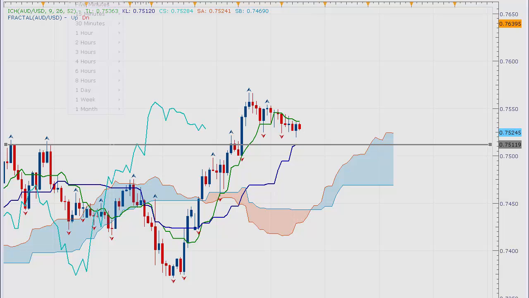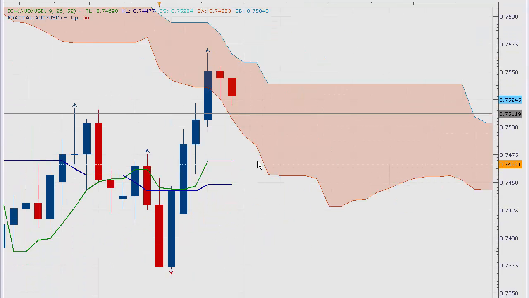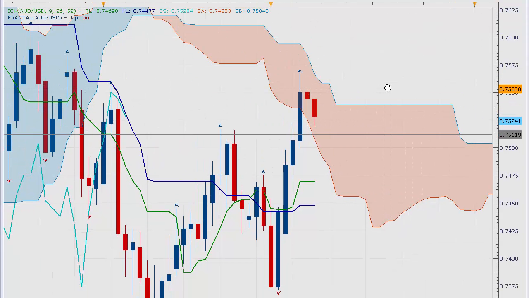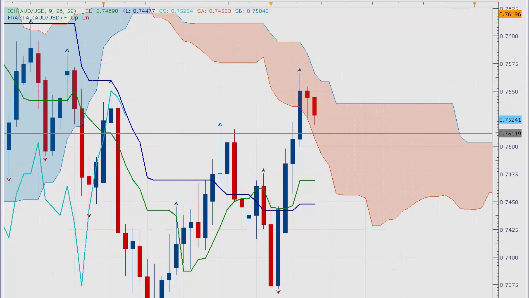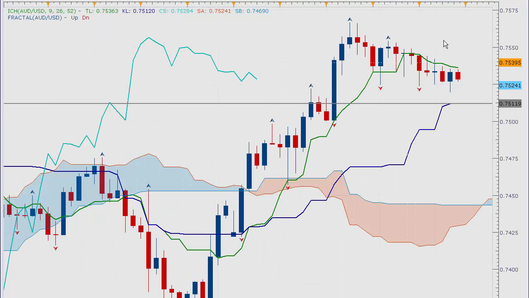Let me just have a look at the daily on this one. Yeah, pretty much bullish, and we're in a pullback at the moment. But yeah, I'd wait for that, and we're inside the cloud, so I'd trade it from the 4 hour Aussie USD.